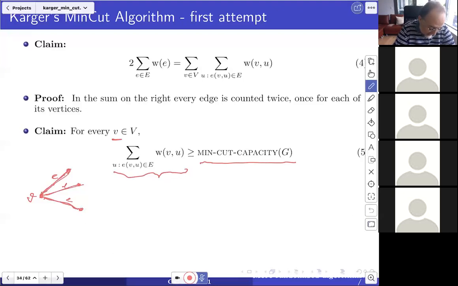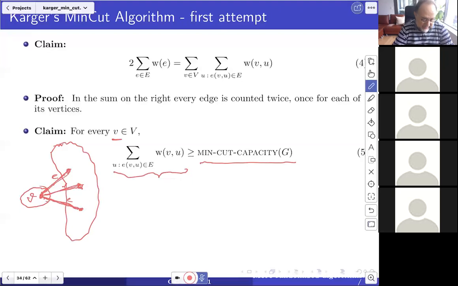So is there a cut whose capacity is precisely the sum of the capacities of all edges that emanate from V? Exactly. Here it is. James says, take V as one side of the cut and put all other vertices in the other side of the cut. Well, then clearly the capacity of this very unbalanced cut will be exactly the sum of the capacities of the edges emanating from V. So we have this inequality.